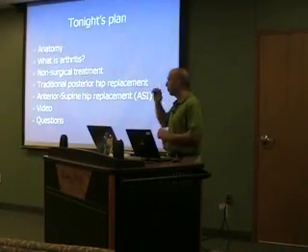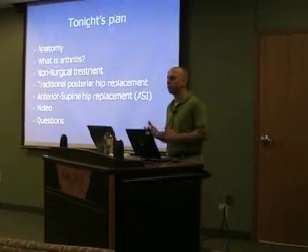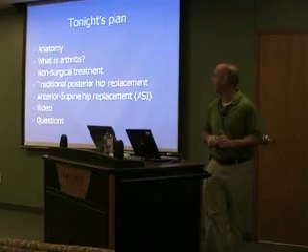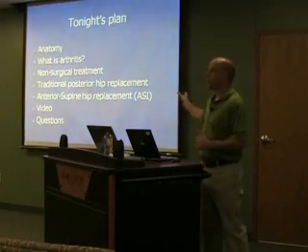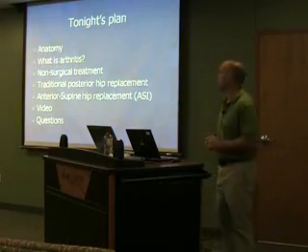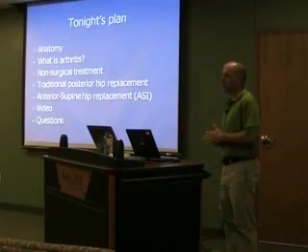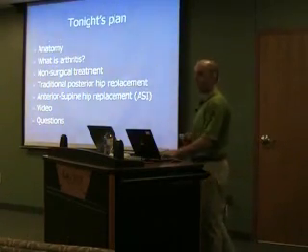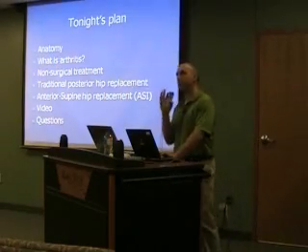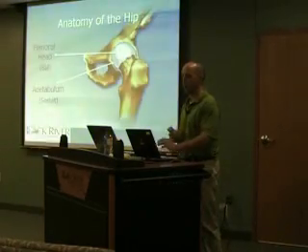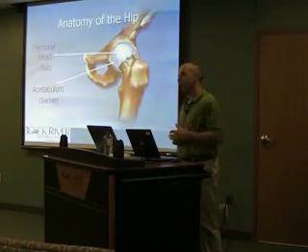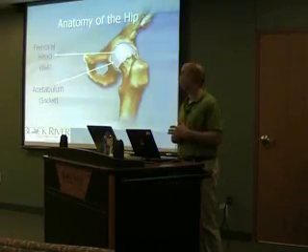Tonight's plan, briefly: just a quick overview of arthritis, what it is. The surgical and non-surgical treatment Bill talked about a little bit. What is a traditional posterior hip replacement, and what is this anterior supine hip replacement? A brief video, if we can get it to work, and plenty of time for questions. There's all kinds of stuff in the back to look at as far as what total hips are there, what total knees are there, and just product literature and things like that.